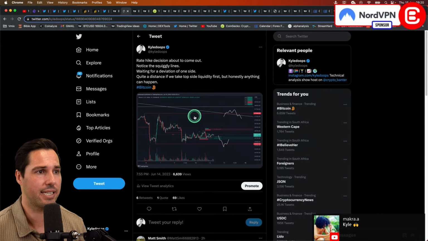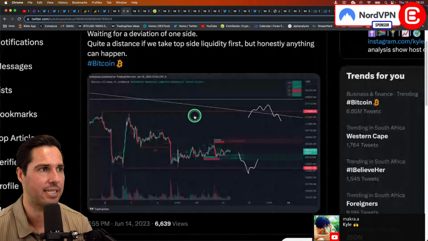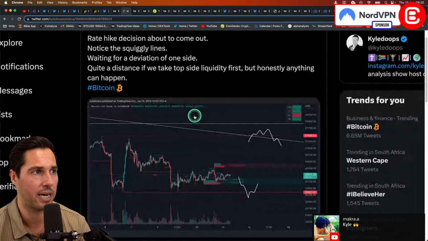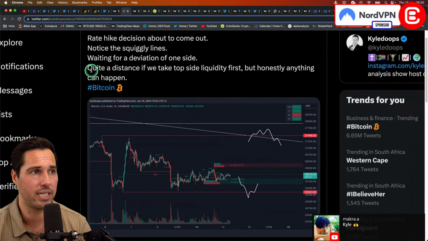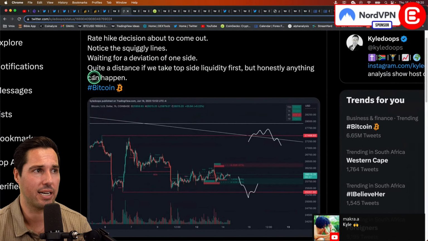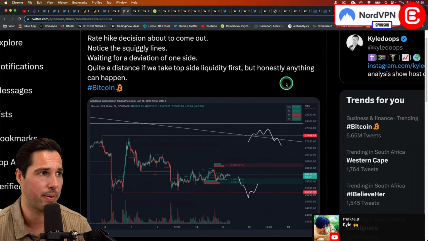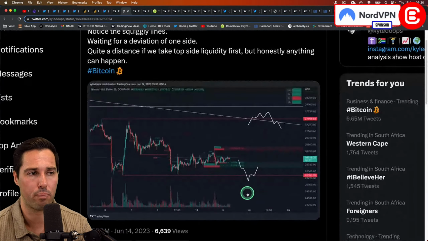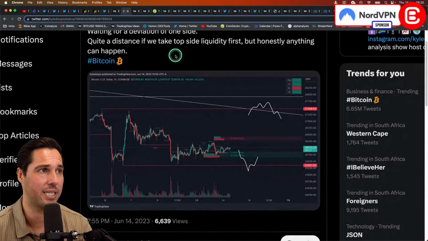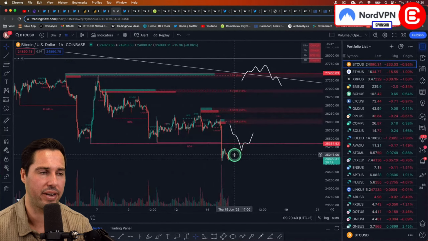Okay, moving on. Yesterday, I did outline before the rate hike. I said that rate hike decision about to come out. Notice the squiggly lines, waiting for a deviation of one side, quite a distance if we take the top side liquidity first, but honestly, anything can happen. So more probable that you're obviously going to take the lower side liquidity. So bringing up the chart over here, here it is.